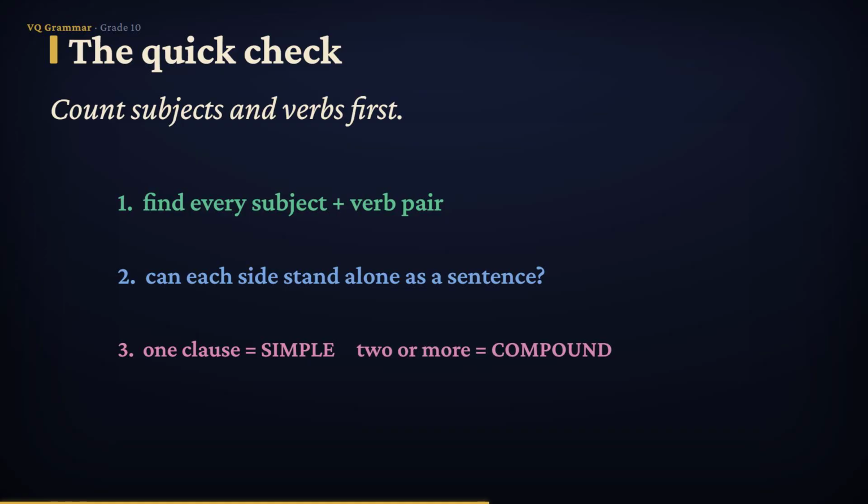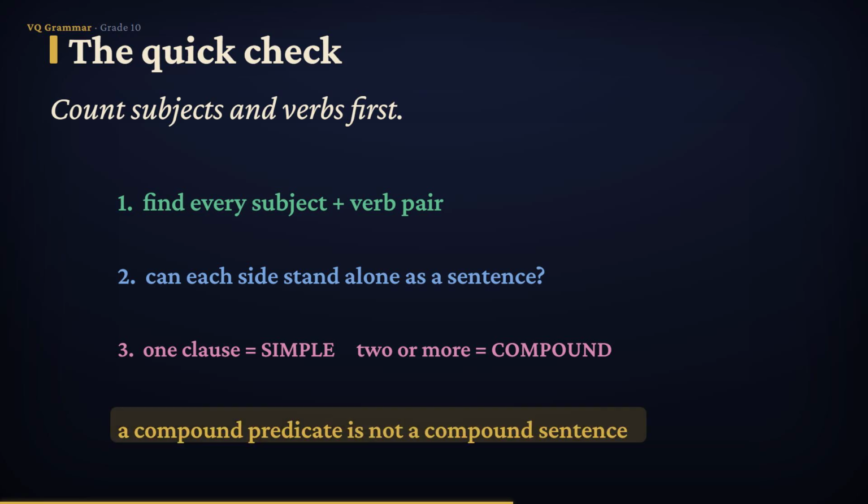One main clause means the sentence is simple. Two or more means compound. And then you make sure the join is right: comma plus conjunction, semicolon alone, or semicolon plus conjunctive adverb plus comma. Run that check every time, and this stops being a trap.